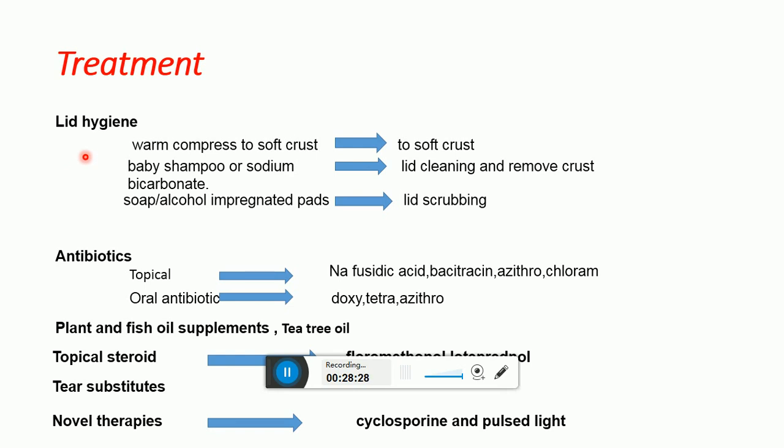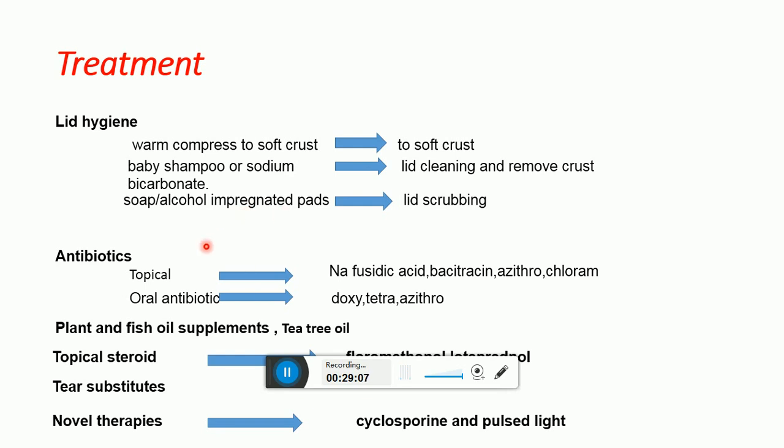Lid hygiene should be carried out once or twice daily initially, although compliance and technique are variable. Warm compress should be applied for several minutes to soften the crust at the base of the lashes. Baby shampoo or sodium bicarbonate for lid cleaning and removing crust, and soap and alcohol impregnated pads for lid scrubbing.